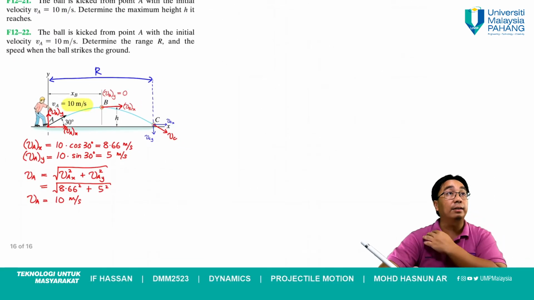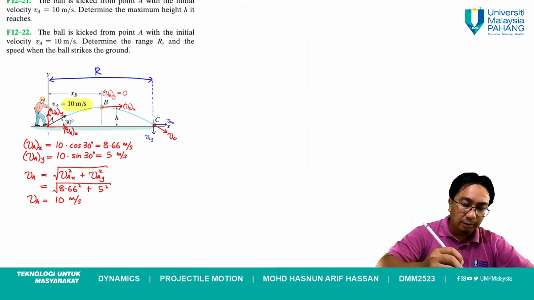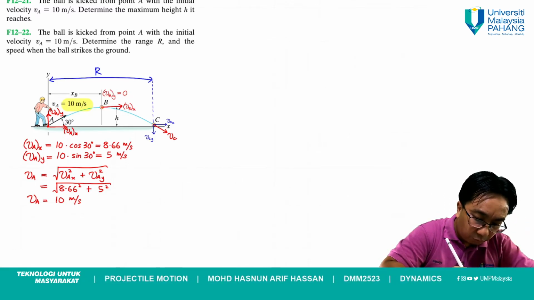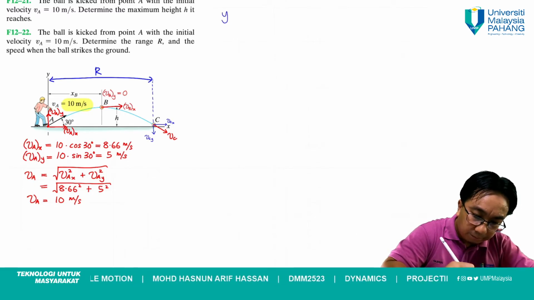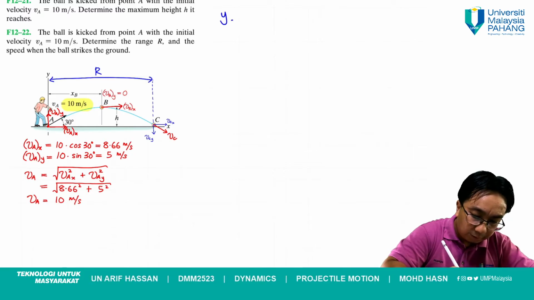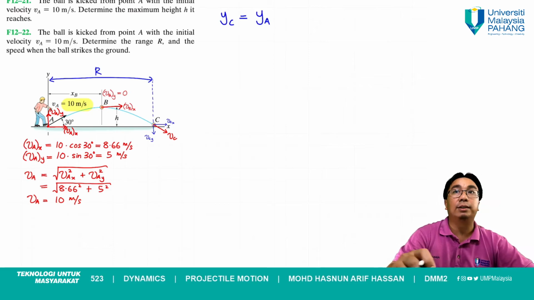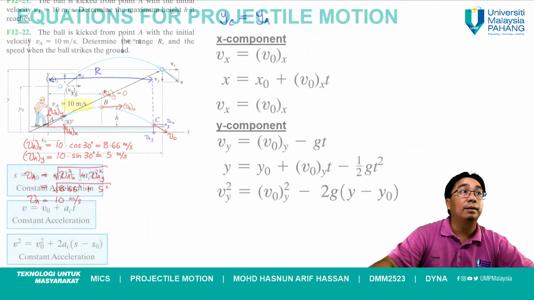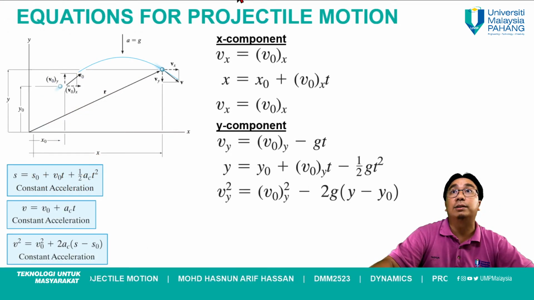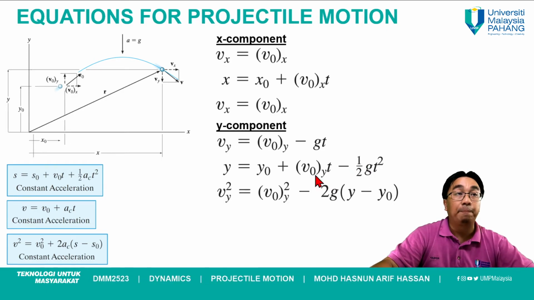Okay, so first let's start with calculating. Kita kena cari the time, berapa lama dia untuk travel daripada A ke C. So let's start with the equation for y pada point C is equal to YA. Kita pakai equation yang tadi, mana? Let me bring this one. Okay, kita pakai equation yang this one, y is equal to y naught plus v naught yt minus half gt square.